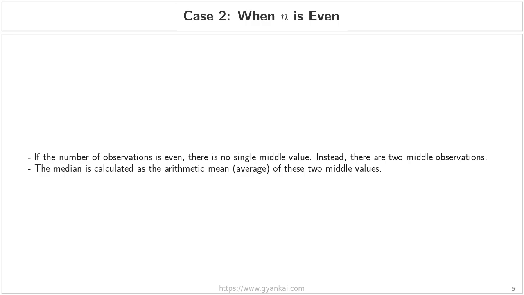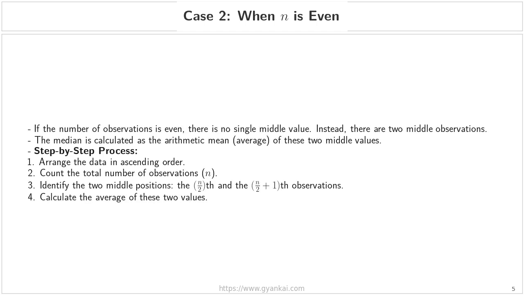To find the median here, we don't just pick one. We calculate the arithmetic mean, or the average, of these two middle values. To make sure you get this right every time, let's follow a consistent step-by-step process. First, just like we discussed in the previous slides, you must arrange your data in ascending order. Second, count your total number of observations, which we call n. Third, you need to identify the two specific middle positions. These are the position n divided by 2 and the position n divided by 2 plus 1. Finally, once you've located those two values, simply calculate their average.